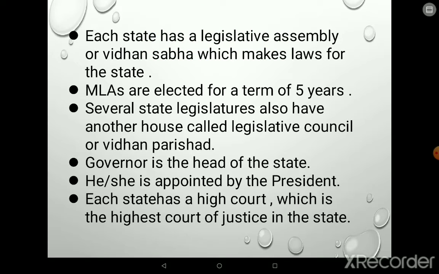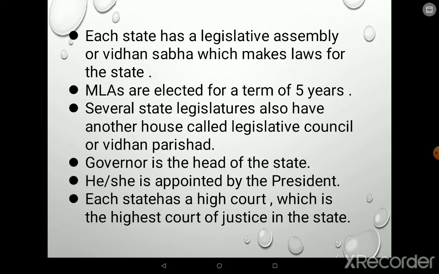Then each state has a legislative assembly or Vidhan Sabha, which makes laws for the state, and the members of the legislative assembly, called MLAs, are elected by the people of the state for a term of 5 years. And several state legislatures also have another house other than legislative assembly. They have another house called legislative council or Vidhan Parishad.